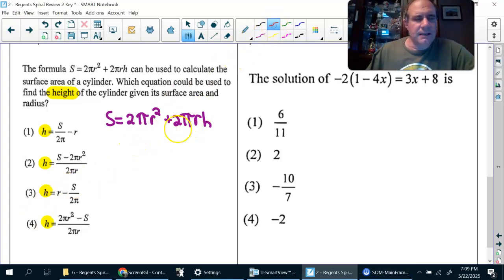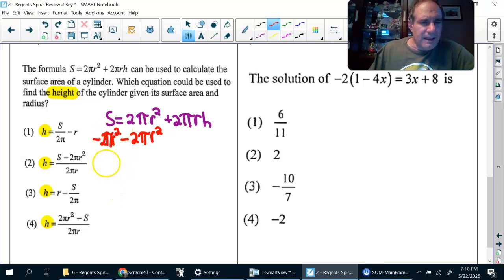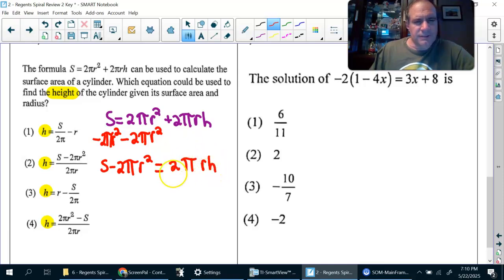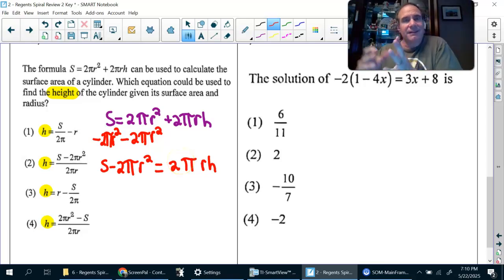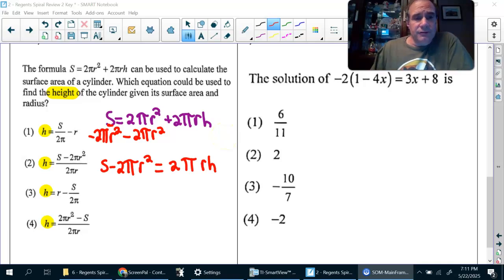So the first thing that I am going to do is take this 2 pi r squared, and we're just going to move it all the way over to this side, 2 pi r squared. So that means it's S minus 2 pi r squared equals 2 pi r h. Notice that I isolated everything that was with the h on the right side just by that one move of subtraction.